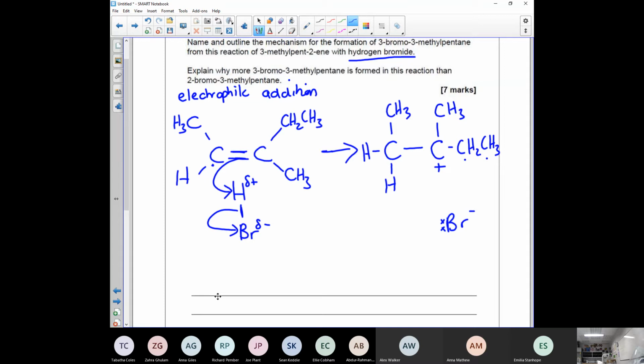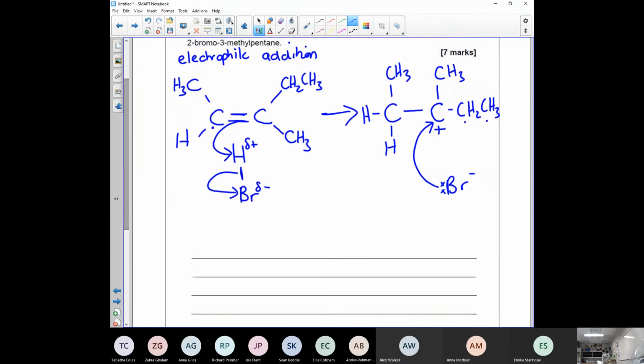So my bromine's a little bit negative, it's got a nice lone pair. Carbon is electron deficient, so now bromine's going to share its electrons with that carbon and hopefully form what I said we were going to form before, didn't I?